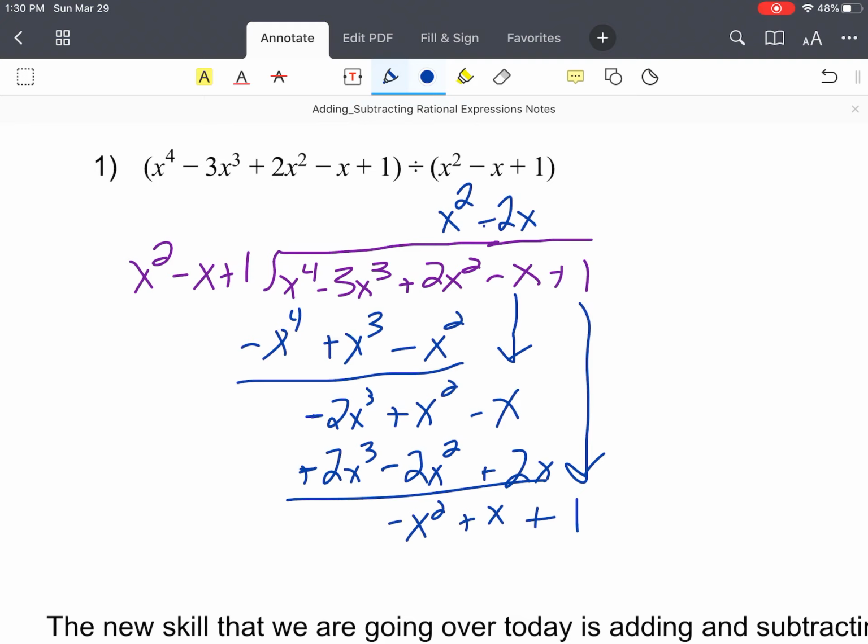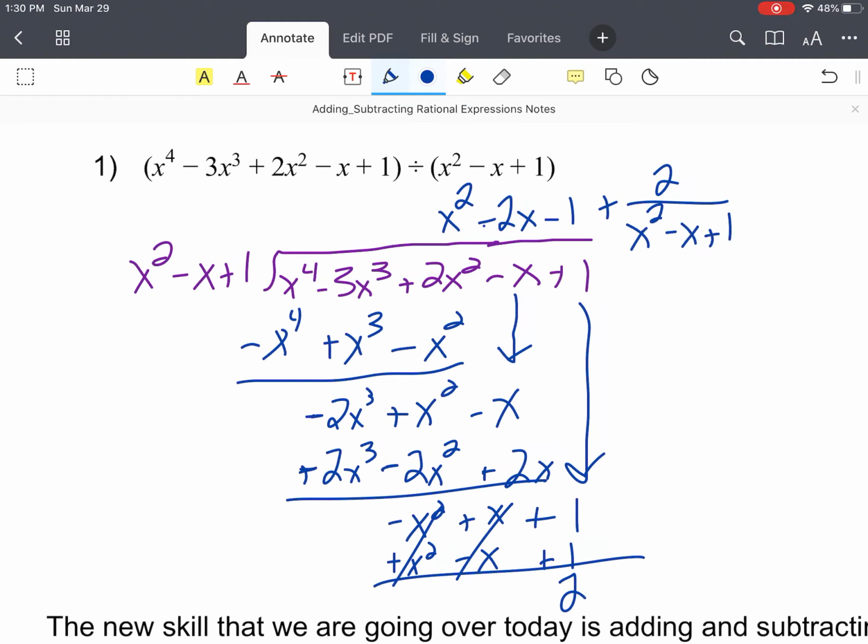And lastly, do it one more time. So if I need to divide negative x squared by x squared, I just get negative 1. Multiply that through, you get negative x squared, you get x, and you get negative 1. Now, change the signs. That cancels, I'm left with 2. So my answer is x squared minus 2x minus 1 plus 2 over x squared minus x plus 1.